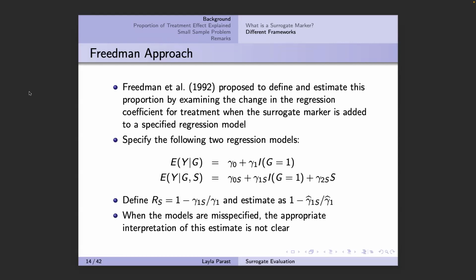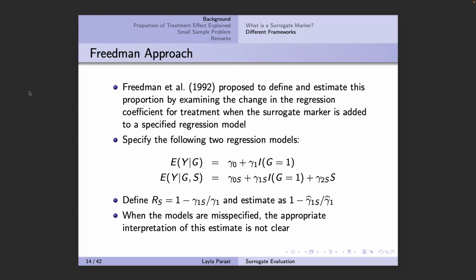So if you fit that first model and your regression coefficient for treatment is very big, and then you fit your second model and now that coefficient is 0, it really feels like that surrogate is capturing the treatment effect. If you work out that 1 minus whatever, you're going to get a proportion of treatment effect explained of 1. On the other hand, if you throw in the surrogate marker and your regression coefficient for treatment does not change at all, your proportion explained would be 0. That surrogate is not capturing anything.